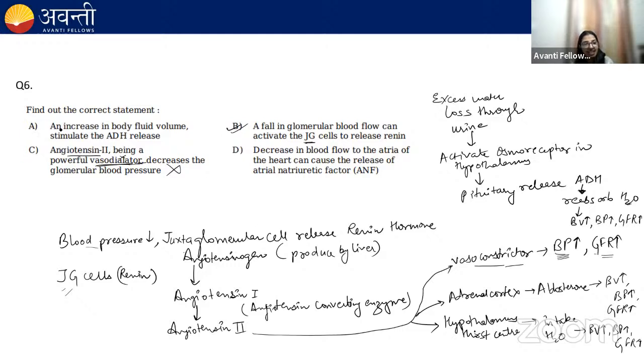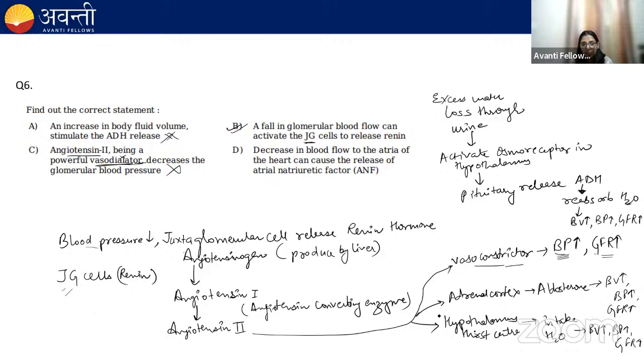And in option A, it is written that an increase in body fluid volume stimulates the ADH release. No, a decrease in body fluid volume stimulates the ADH release. Decrease in body fluid volume means a large amount of water is lost through the urine. That means that at that time, the ADH will be released to reabsorb the water. So it will increase the blood volume. So this is also incorrect.